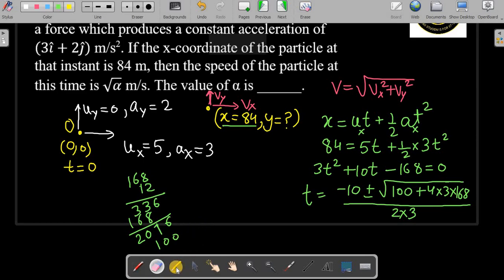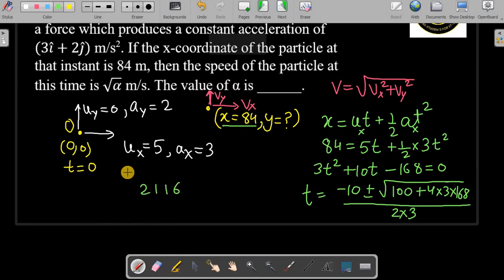Now 2116, what is it? First of all, we need to think about 2116. We have to calculate the square root of 2116. All these calculations I am doing so that you know how to do these basic calculations. 2116. So think about it. Square root calculations, right?